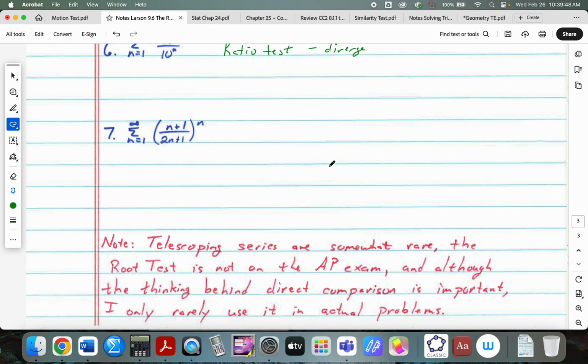And then this last one, since everything's raised to the nth power, I'm going to use the root test. And I believe that if I took the nth root of that and then took the limit as n goes to infinity, I'm going to get a half, which is less than 1. I believe that this is going to converge absolutely.